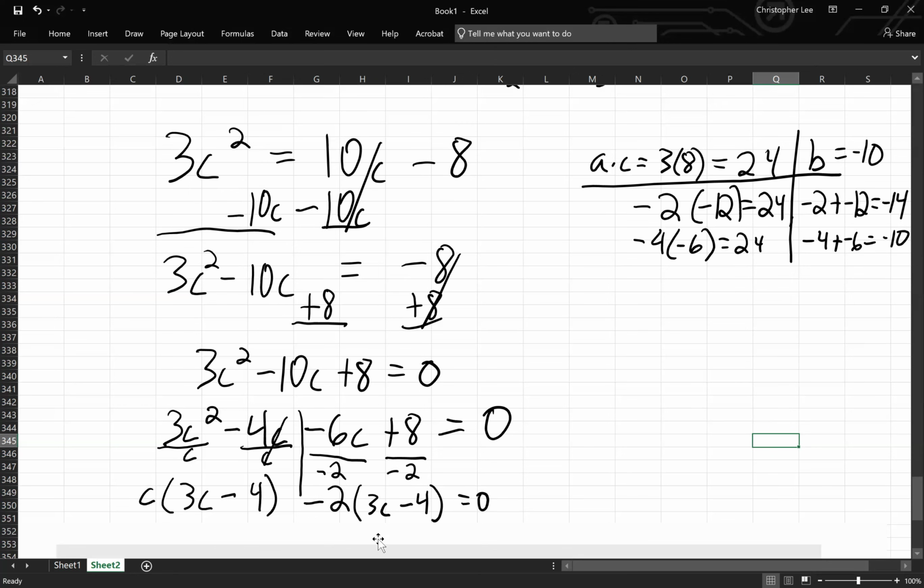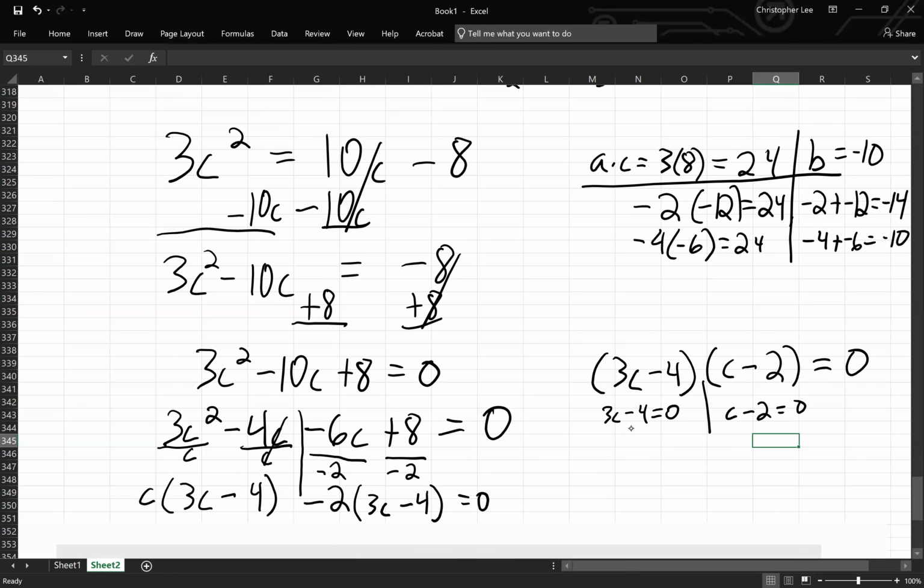Equals 0. Greatest common factor one more time. I have 3c minus 4, right? And then what's left over? The c minus 2 equals 0. Set both of these equal to 0, right? 3c minus 4 equals 0 and c minus 2 equals 0.